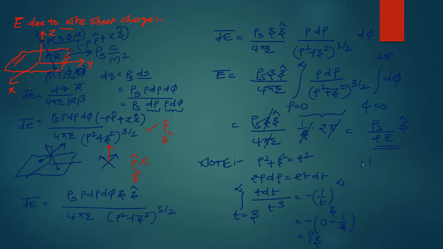But what is to be remembered here? What is the importance of this? What is the specialty of this particular electric field due to an infinite sheet? It does not depend upon the distance of the observation point from the sheet. If you observe, what is the distance we have taken from the sheet to the observation point? The observation point is where we have calculated this electric field, which is at a distance z from the sheet.